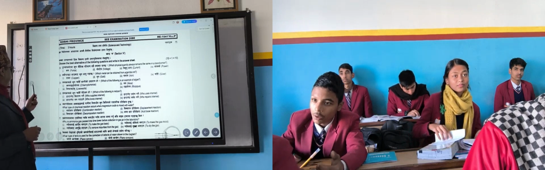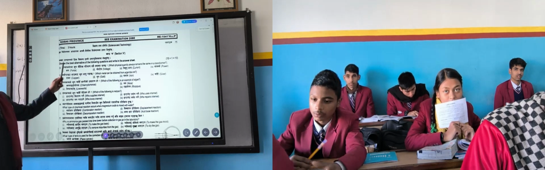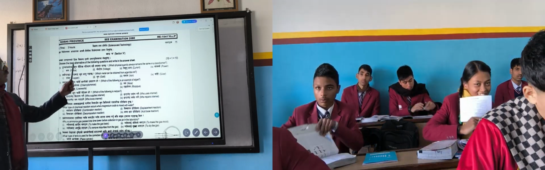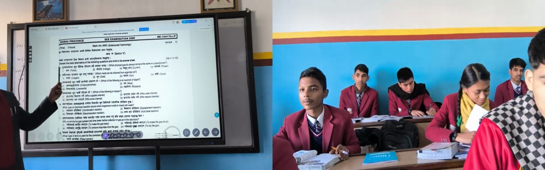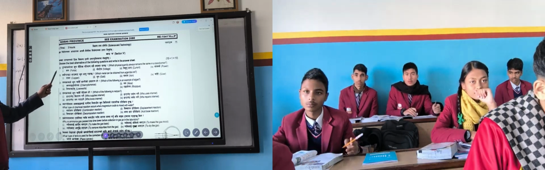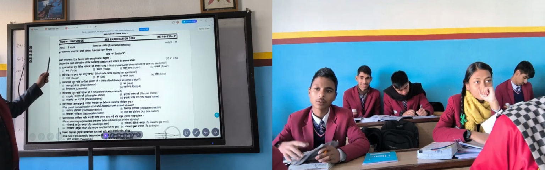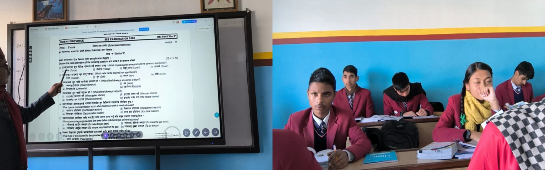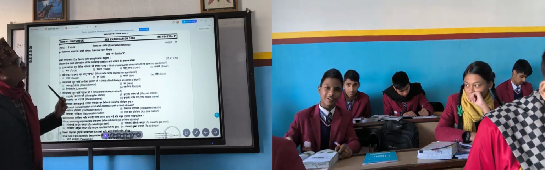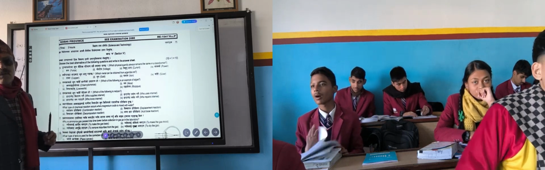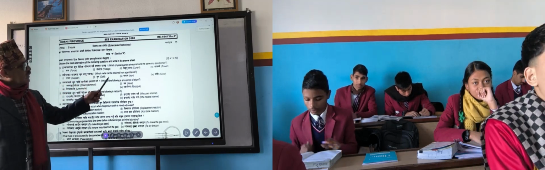Okay, children, look here. What is the instruction you have to follow accordingly? Choose the best alternative of the following questions and write in the answer sheet. So what to do? This is 1A. Which physical quantity always remains the same in a transformer? What remains the same? Force, voltage, current, or power?